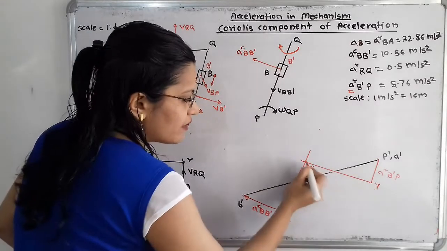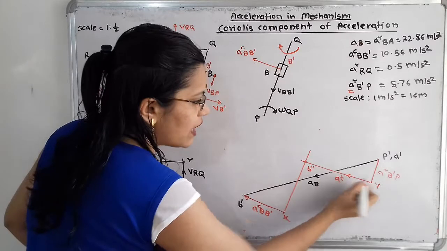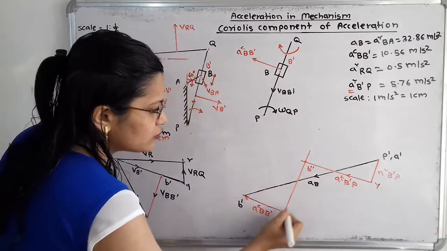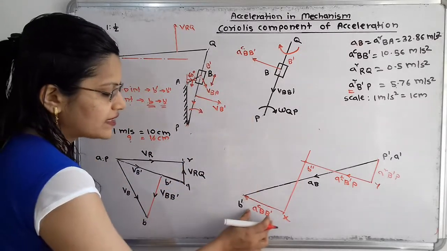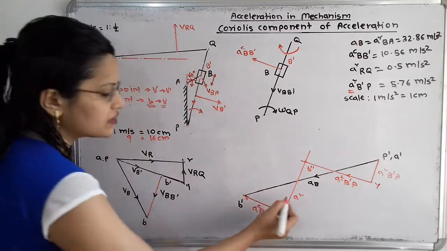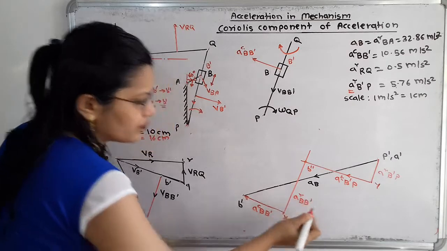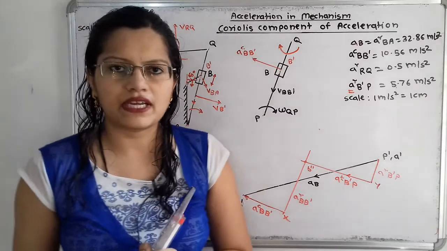So what does this vector y to b double dash indicate? It will indicate the tangential component of b dash p. And what does this vector x to b double dash indicate? Because the Coriolis component of acceleration and the radial component of acceleration are perpendicular to each other, this is the radial component of acceleration of b dash. And here is the point of intersection, that is b dash.